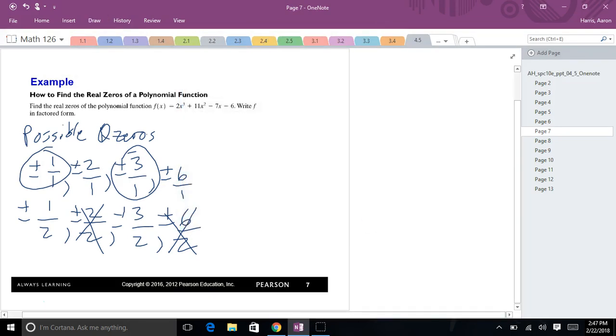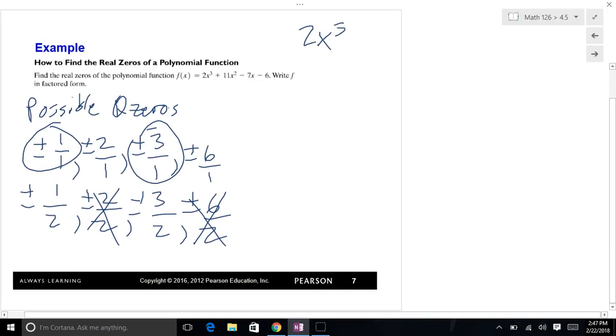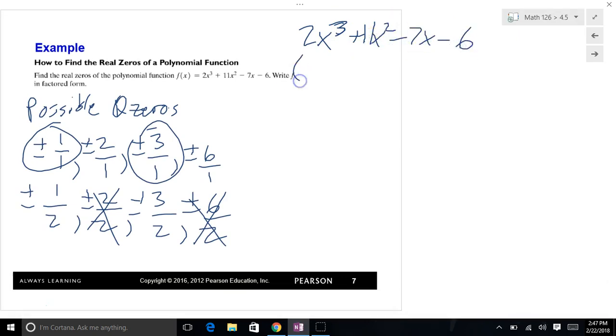Okay, so I'm looking at the 1 and the negative 1. Let's start with, we're trying to factor this 2x cubed. You can't see that very well. That is a positive 2x cubed plus 11x squared minus 7x minus 6. We're trying to figure out what our factors are.